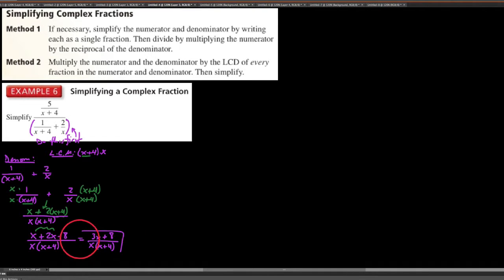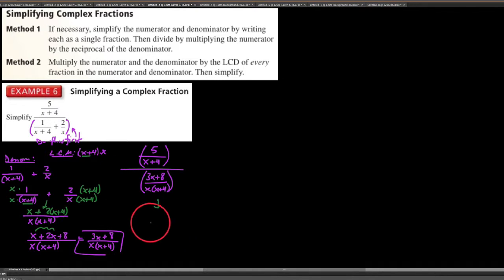So with this guy right here, remember that this is just our denominator. What we're going to do now is rewrite the original expression, and instead of saying 5 over x plus 4 divided by 1 over x plus 4 plus 2 over x, we're going to say that it's 5 over x plus 4 over 3x plus 8 over x times x plus 4. So the neat thing about this is once you combine the bottom into a single fraction, we see that this is dividing by a fraction. And so we're going to end up multiplying by the reciprocal.